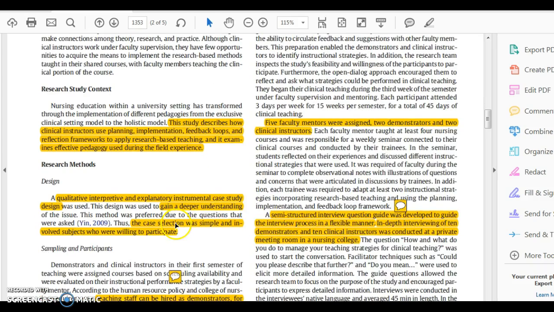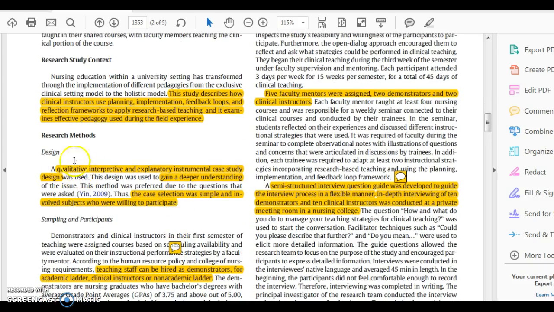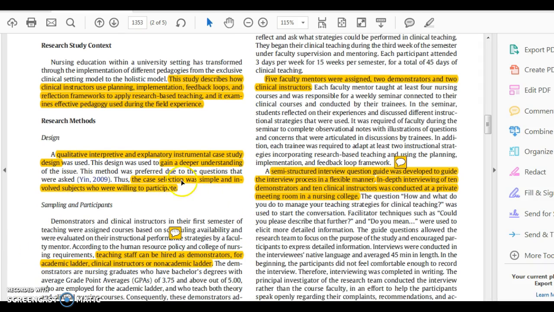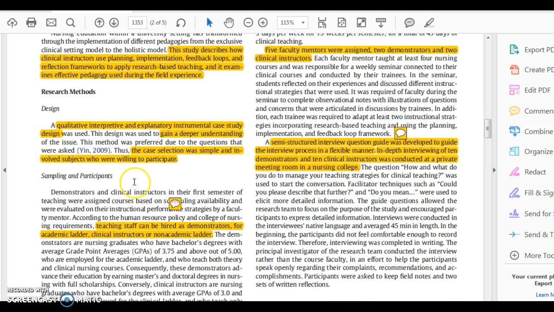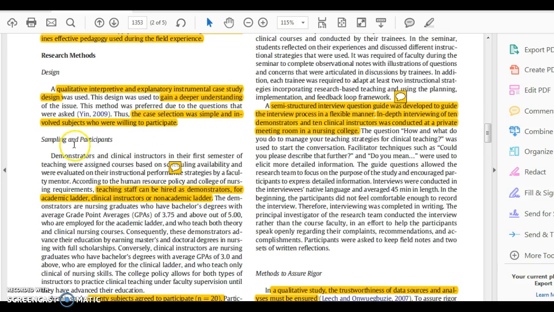So this is the design. It talks about a qualitative design. Overall, we know it's qualitative, but the subtype really is an interpretive, explanatory, instrumental case study design. So again, I would take some notes. What does this really mean? So you have an understanding. But the goal, again, was to gain a deeper understanding of issues. They talk a little bit about the case selection, and let's go down here because that goes into it a little bit more.